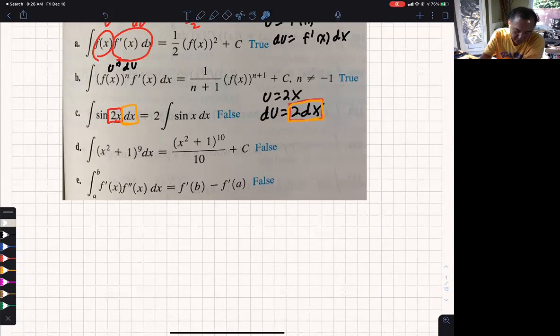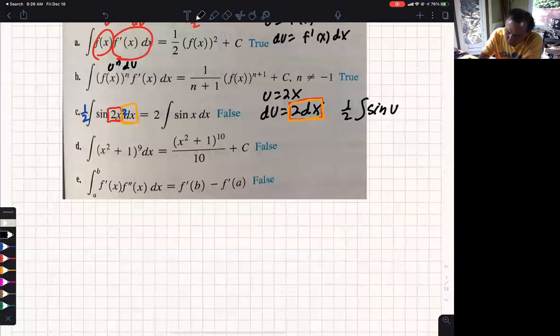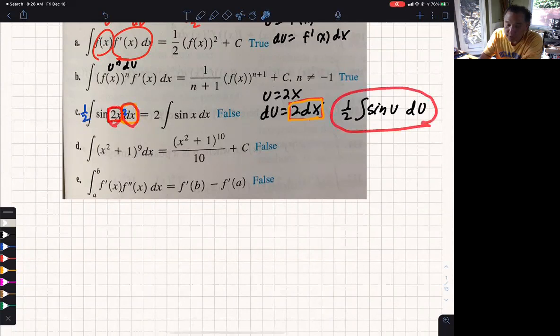So how can I get a 2 there? I learned that 2 divided by 2 is 1, and I learned in first grade, not first grade, third grade, if I multiply by 1, it stays the same. So I put a 2 here and a 1/2 here, and I didn't change anything because 2 times 1/2 is just 1. Now this becomes 1/2 integral sine u du. So this became du, and that's sine u. And so now I've rewritten this with a new variable, and everything is u's.